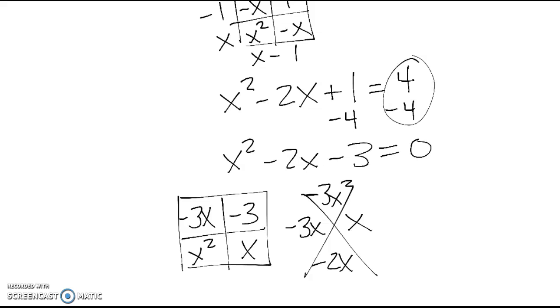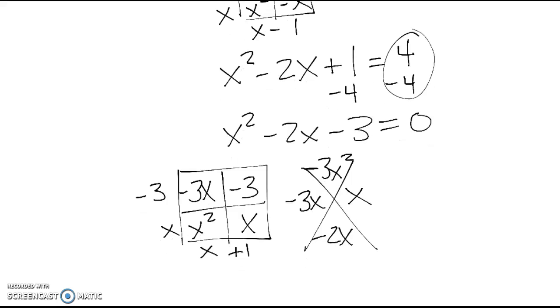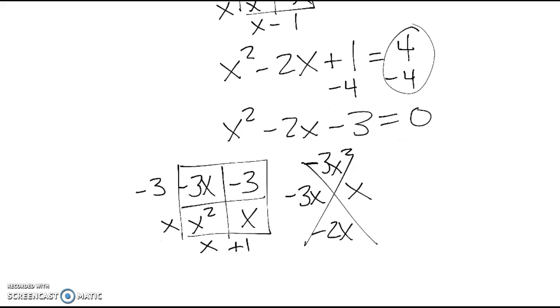And then now I'm looking for the dimensions of my rectangle. So x times x is going to give me x squared. X times negative 3 gives me negative 3x. And then x times positive 1 will give me the x. And then just to check that top right-hand corner, negative 3 times 1 does give me negative 3. So this is good. We're almost there.